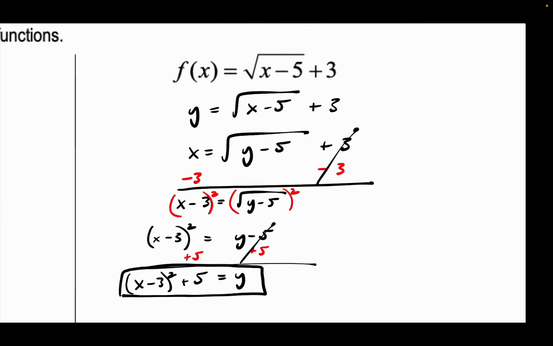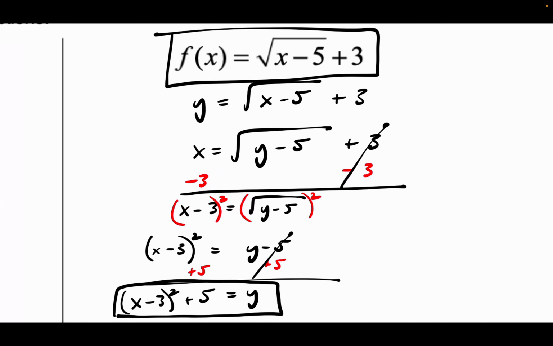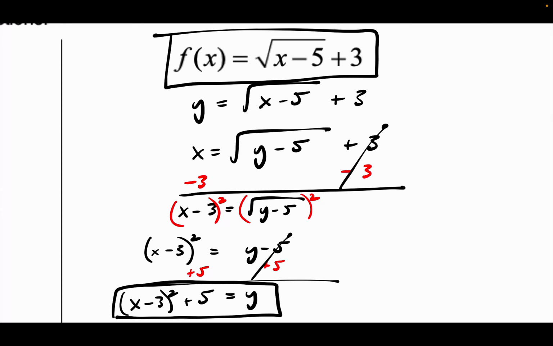Okay, so this guy and this guy are the total opposites of each other. You look at them, they are opposites. One has a square root. What's the opposite of a square root? Squared. It's got a squared.